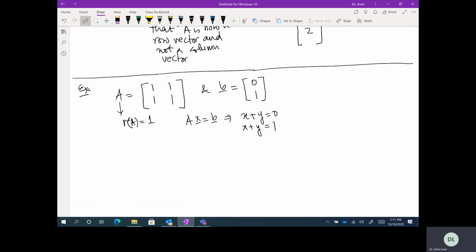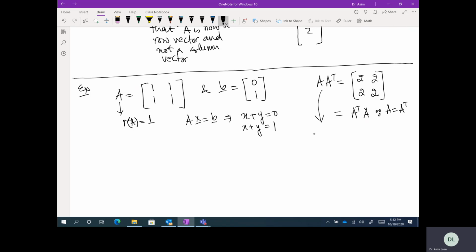Whether we do A transpose A or A A transpose is the same, because this is a symmetric matrix. So what is A transpose A? Since A equals A transpose, if I multiply this one with itself, 1 times 1 plus 1 times 1 is 2, so I get 2, 2, 2, 2.